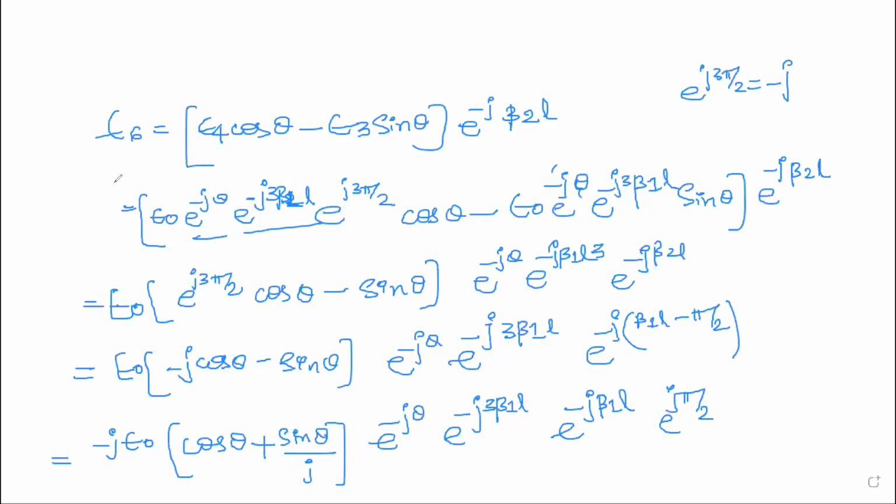Consider E6. Substitute the values of E4 and E3 from the previous equations. Take out E naught outside. Substitute e power j 3 pi by 2 as minus j. From this, again beta 2L, you know it is beta 1L minus pi by 2. Take out minus j outside, you will have cos theta plus sin theta divided by j, e power minus j theta. In this equation, split these terms. So I'll clear the screen.